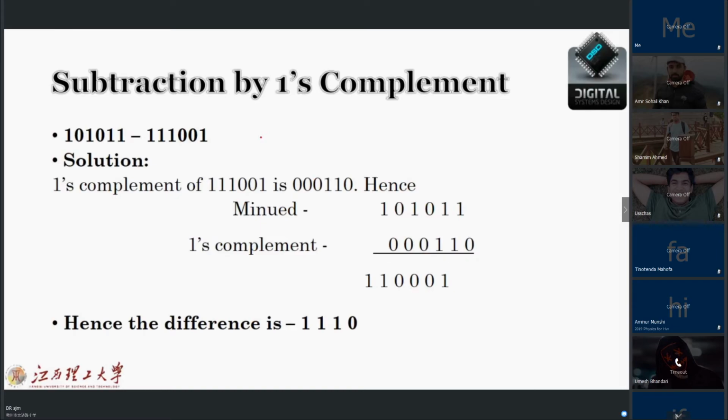Again, another example we have here, that is 101011, which we are going to do with the first complement of the second number here. And here you will see that after adding that, we don't have any carry, which means that the number is negative.